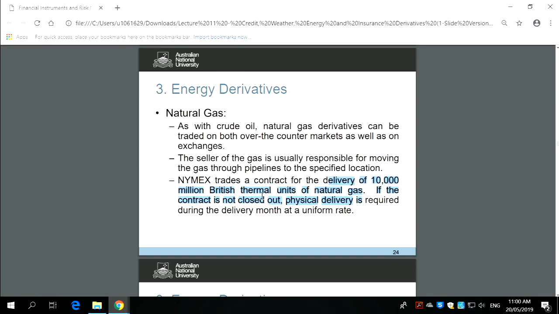So natural gas is measured in British thermal units, okay? So in natural gas derivative contracts, you would say that most of them are measured in British thermal units.